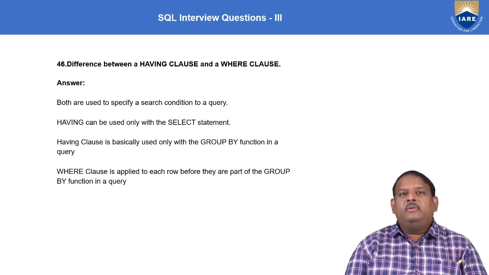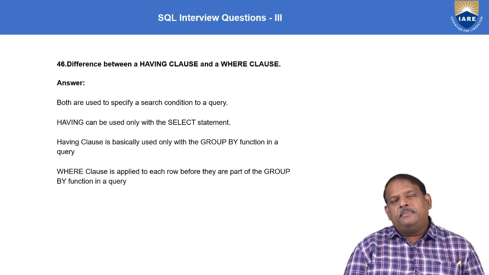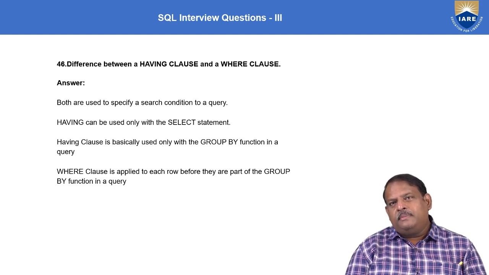Now we'll see the difference between a having clause and a where clause. The having clause comes with the group by statement, whereas the where clause comes with the select statement.